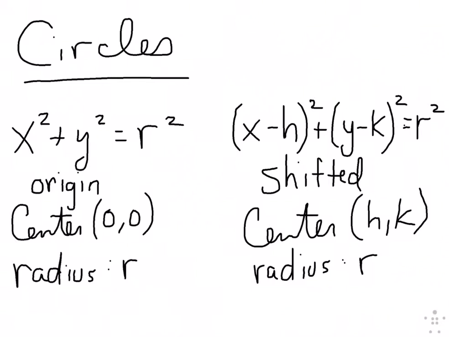Okay? So, part 1. What you're going to be given is an equation like x squared plus y squared equals 16. So, has this been shifted, or is the center at the origin? At the origin. So the only thing I need you to really find for me is what's the radius.